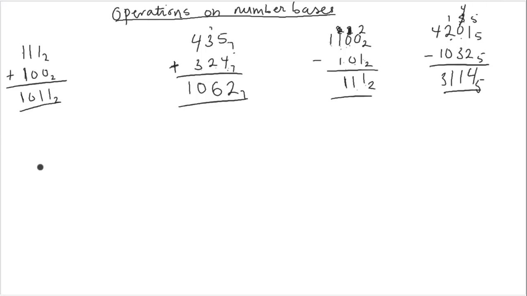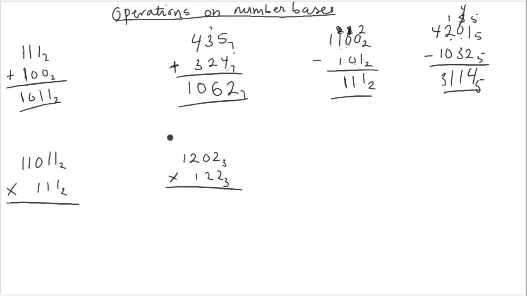Now let's look at the last operation, multiplication. Okay. So let's try to multiply this number, 11011 base 2. This time we are multiplying it by 111 base 2, and 1202 base 3 multiplied by 122 base 3. Alright, so let's take the first one.